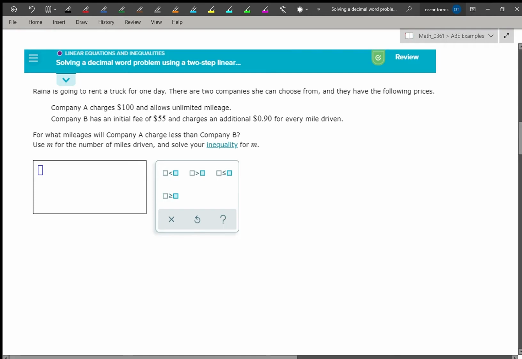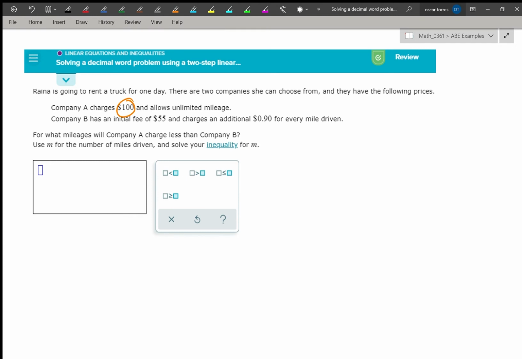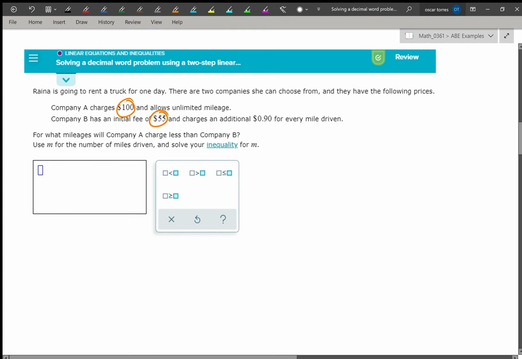For this problem, we want to compare the different prices of each of the companies. We have company A and company B. We know that company A charges $100 and allows for unlimited mileage. Company B, on the other hand, charges $55 and they charge 90 cents for every mile driven after that. So company A is a one-time fee and company B has this ongoing rate. They charge you $55 to begin with and only 90 cents for each extra mile.